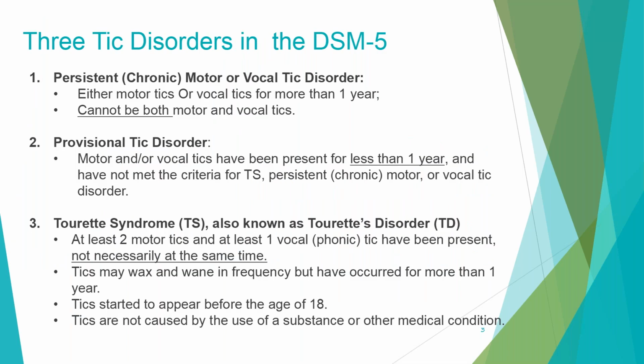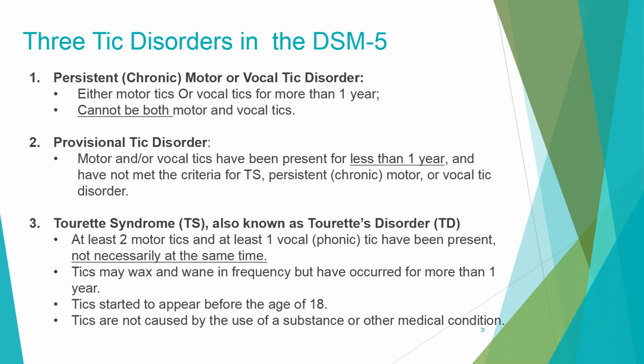So there are 3 tic disorders listed in the DSM-5. The persistent chronic motor or vocal tic is either a motor tic or a vocal tic, but not both, and lasts for longer than a year. The provisional tic disorder is motor and/or vocal tics that are present for less than a year, but haven't met the criteria for Tourette syndrome or the persistent chronic motor or vocal tic.